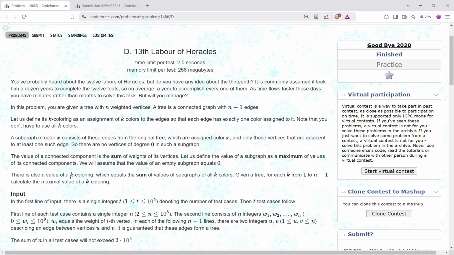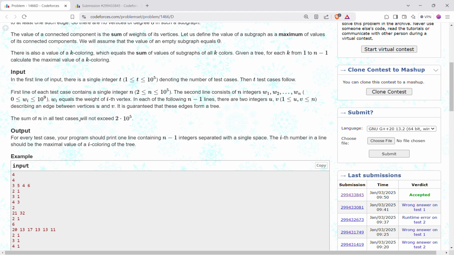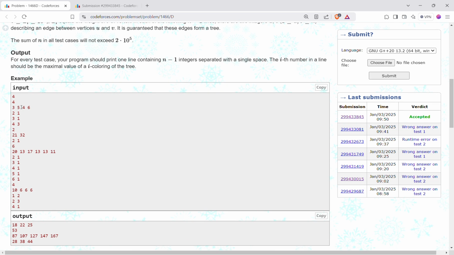There is also a value of k coloring which equals the sum of values of subgraphs of all k colors. So given a tree, for each k from 1 to n minus 1, calculate the maximum value of k coloring. Okay, so yes, basically you are given a graph. So let us take a look at the sample test case.